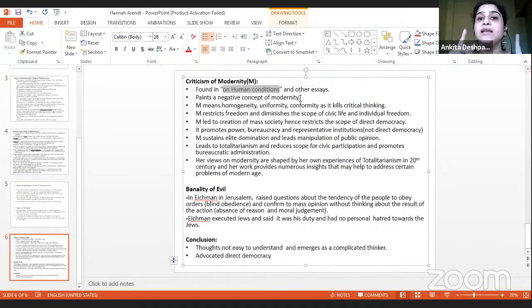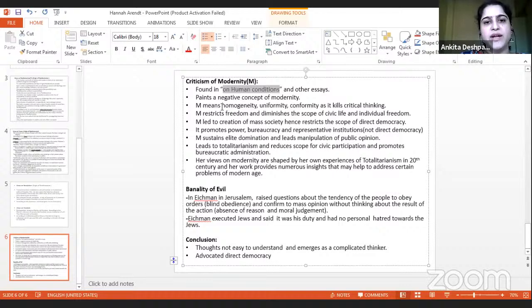Class, modernity is criticized by Hannah Arendt as well as Gandhi. When I teach you Gandhi in Indian political thought, we'll also talk about criticisms of modernity. So when you're talking about criticism of modernity of Hannah Arendt, you can tell them even Gandhi has criticized modernity. It shows interlinkage. It will show that you understand your syllabus well. All right. She paints a negative concept of modernity.